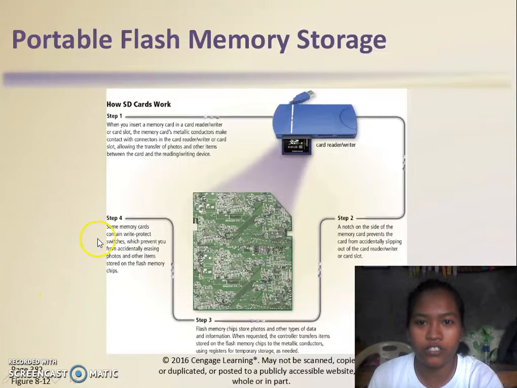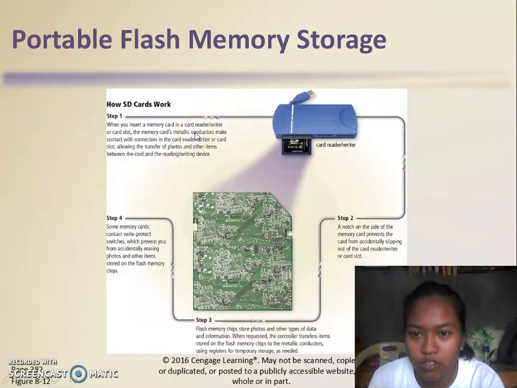Slides 21 to 29. Portable flash memory storage. Step 1. When you insert a memory card in a card reader, writer, or card slot, the memory card's metallic conductors make contact with connectors in the card reader, writer, or card slot, allowing the transfer of photos and other items between the card and the reading, writing device.